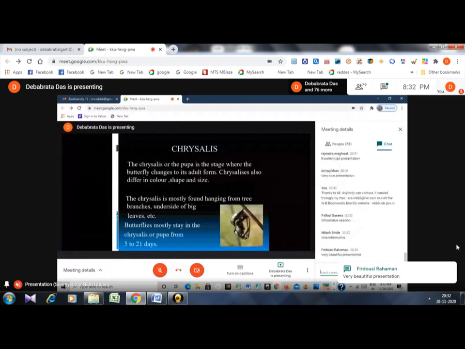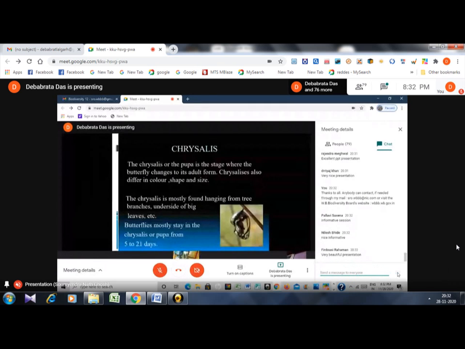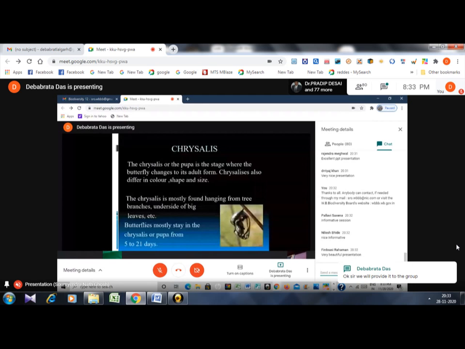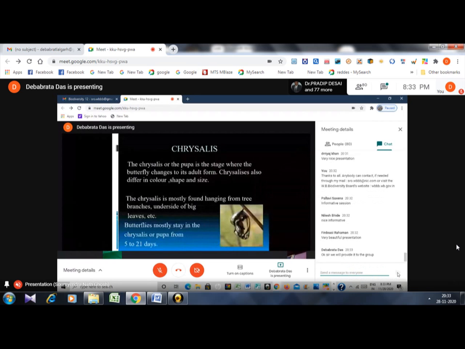A chrysalis is mostly found hanging from tree branches, the underside of big leaves, etc. In the photograph you are seeing, it is hanging from a tree branch. The butterfly mostly stays in its chrysalis, or pupa, for 5 to 21 days. On emerging, the butterfly first has to do one job, assembling its proboscis. On hatching, the butterfly's proboscis is split into two parts, and it has to form its own tube. If it cannot form its own tube, the butterfly may die.